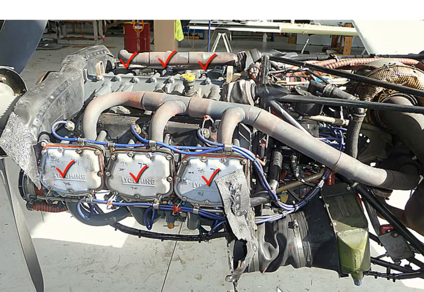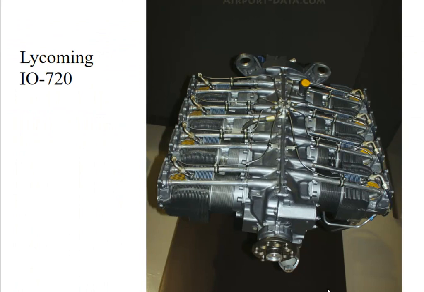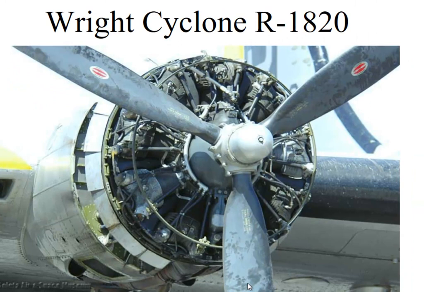They just added two more cylinders onto the back, and had to redesign the case, obviously. They go all the way up to eight-cylinder horizontally opposed engines. This is the Lycoming IO-720. The IO means it's injected. The I is for injected, the O is for opposed, and 720 is the number of cubic inches of displacement that it has.